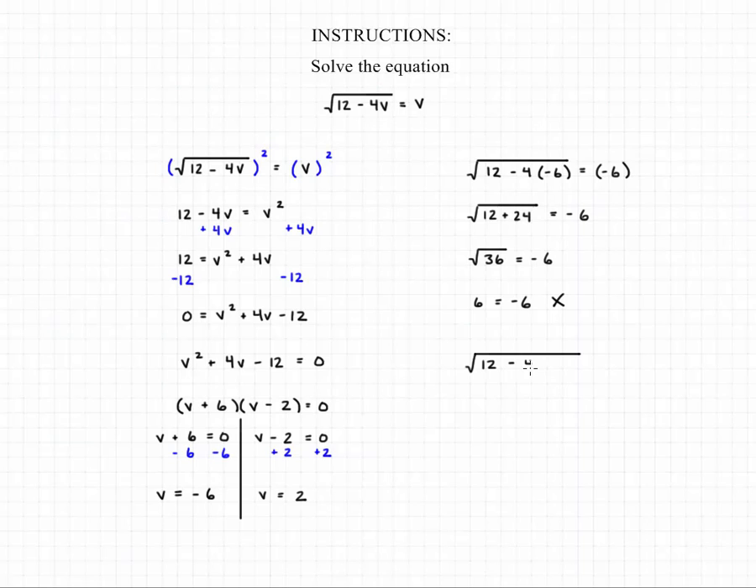Now if we plug in 2, we're going to get the square root of 12 minus 4 times 2 is equal to 2, which will be the square root of 12 minus 8 is equal to 2, which simplifies to the square root of 4 is equal to 2, which of course simplifies to 2 is equal to 2. So that is a valid answer. So our final answer is v is equal to 2.